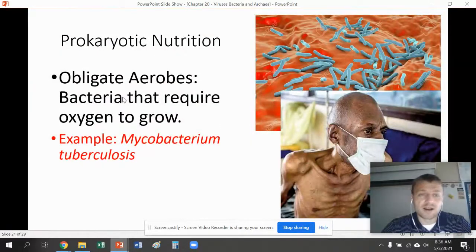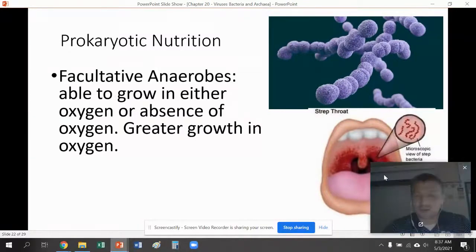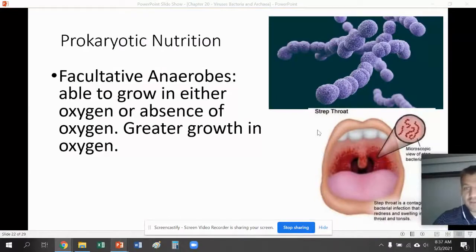Obligate aerobes, these are bacteria that require oxygen to grow. Basically, just the type of bacteria you would think of. Facultative anaerobes are able to grow in either oxygen or absence of oxygen, with greater growth in oxygen. They don't need it, but they'll grow in both.